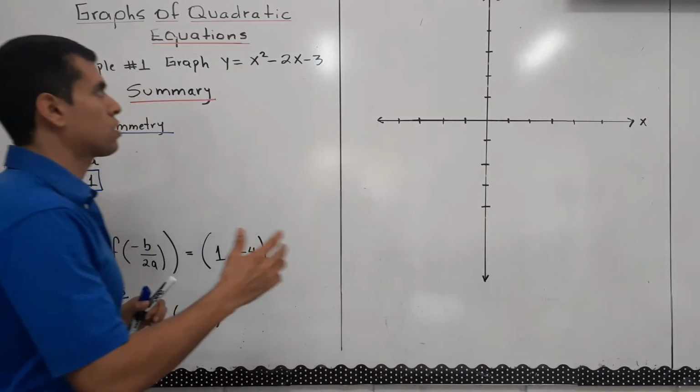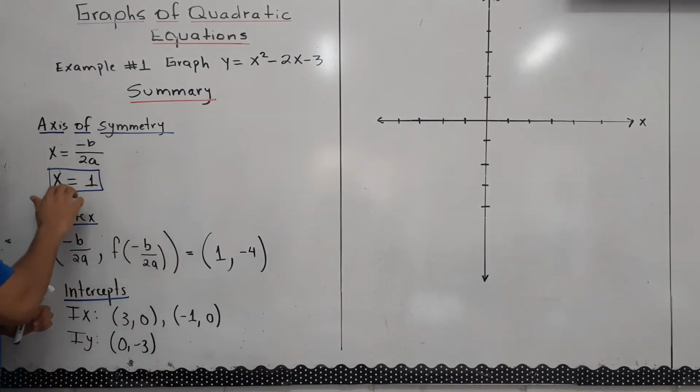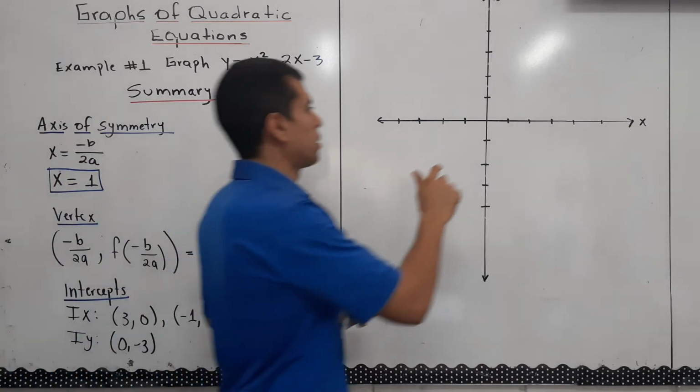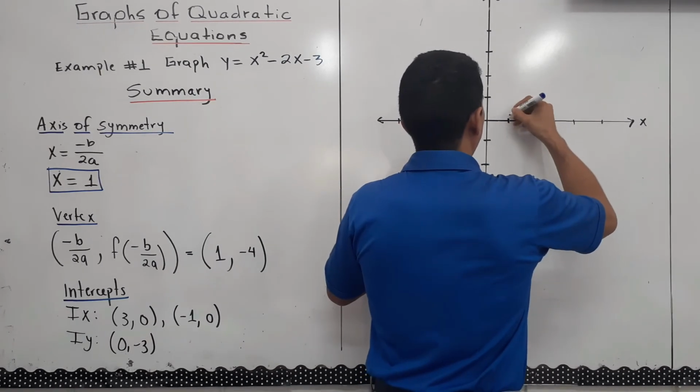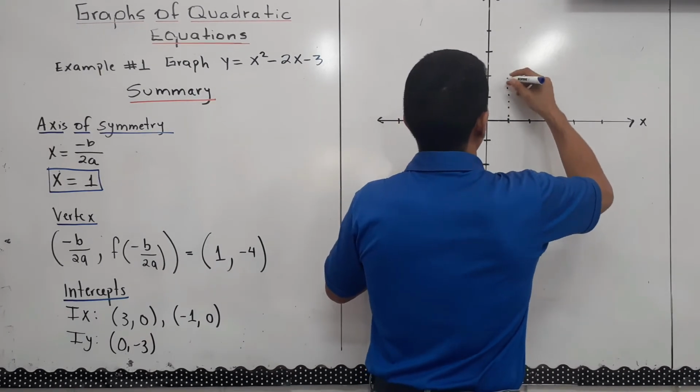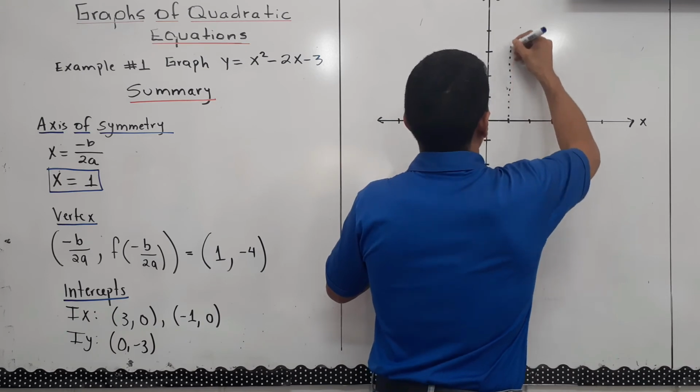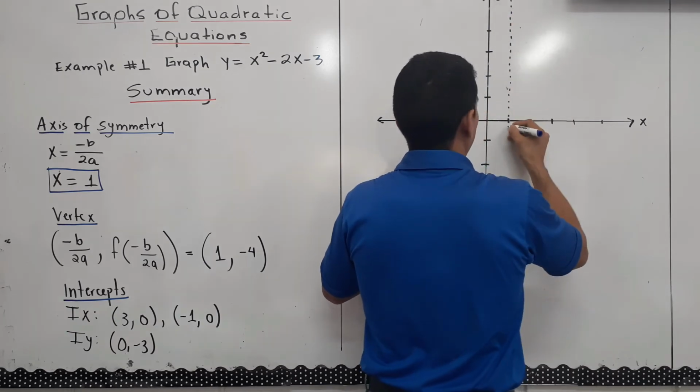So we're going to do it step by step. The axis of symmetry is going to be a line at 1. So x is equal to 1. So our axis of symmetry is going to be a line that is going to be like this. Okay, a dotted line like that.